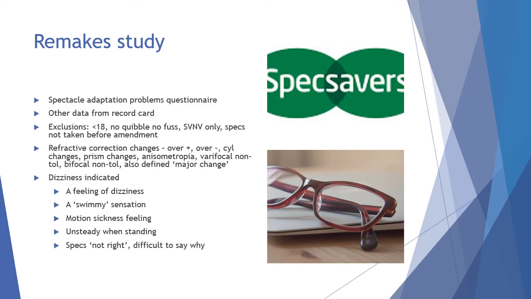So we had the results from the Spectacle Adaptation Problems questionnaire, and we took other data from the record cards such as gender and age of the patient, etc. We excluded anyone who was under 18, and we excluded anyone who brought their spectacles back under the no quibble, no fuss guarantee, which lets patients bring their spectacles back for a change, even if it's just the frame they've changed their mind about within a certain time period.